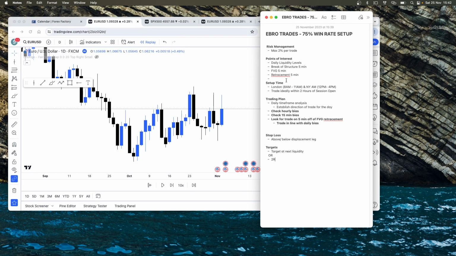So the times for trading this setup, in general, I take these trades between 8 a.m. to 11 a.m. London session, and then the New York Open, which is around 12 p.m. to 4 p.m. London time. But again, this isn't set in stone. From day to day, it will vary, but overall, those are the hours that I trade.